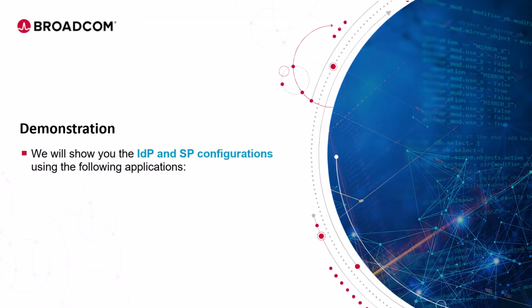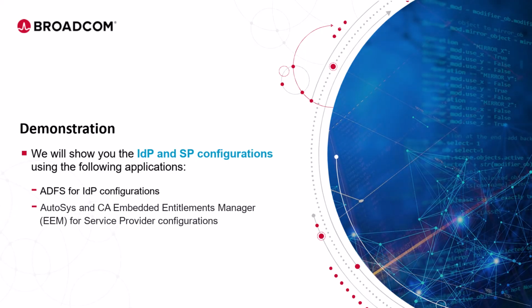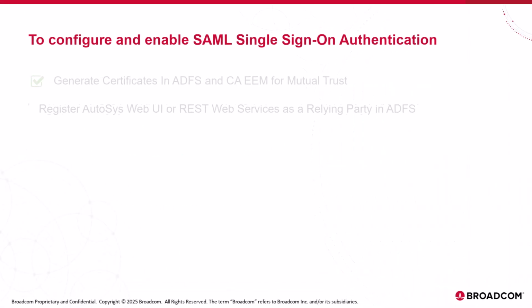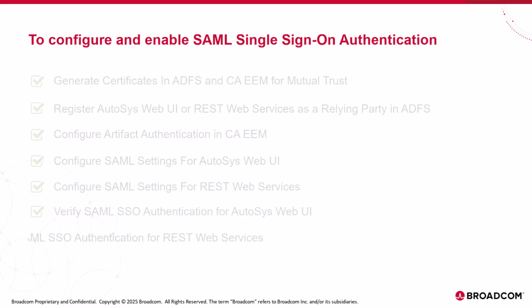For this demo, we will show you the IDP and SP configurations using the following applications. ADFS for IDP configurations. AutoSys and CA Embedded Entitlements Manager for service provider configurations. CA-EEM is a centralized security layer for AutoSys that authenticates users and enforces granular access control across workload operations. We will walk through each task to configure and enable SAML single sign-on authentication.